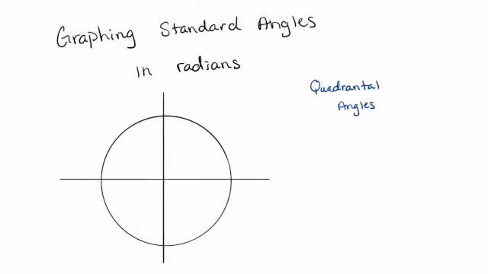Right, in this video, we're going to talk about graphing standard angles in radians. If you've seen my video on how to graph standard angles in degrees, it's extremely similar. The first thing we need to know is what our quadrantal angles are in terms of radians. I know this is going to be 0 and it's going to be 2 pi. That means all the way around our circle, we get 2 pi.